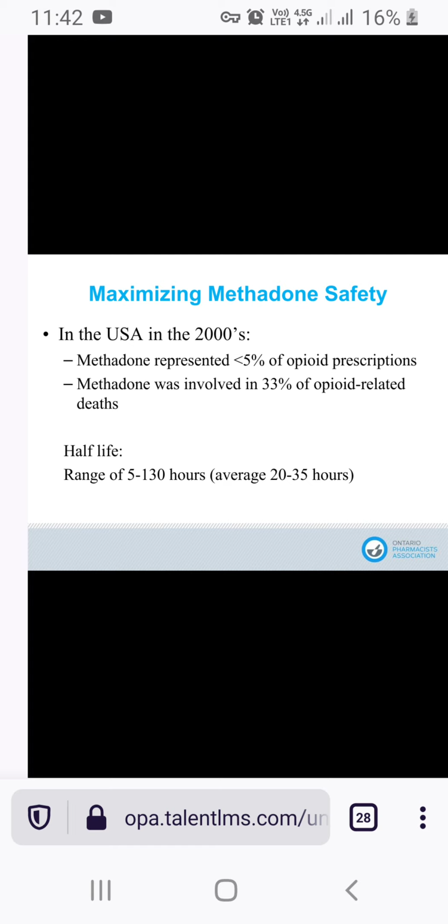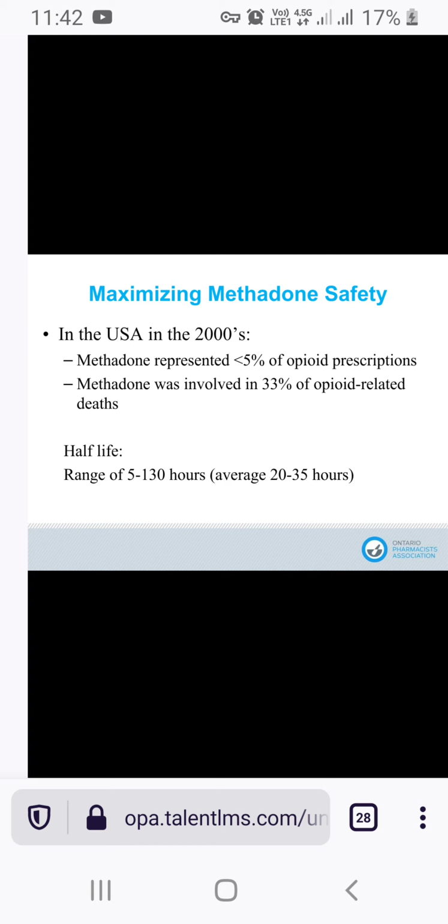One of the things we're concerned about is potential safety and maximizing methadone safety. So in the US in the 2000s, there are some interesting statistics that came out. Methadone represented less than 5% of opiate prescriptions, but it was involved in about a third of opiate-related deaths. Now, you could say, well, the population who needs methadone might have a higher chance of having an overdose because they might be more impulsive or unpredictable. But we do need to show some caution, because there are some specific things about how methadone works in the body that make it a problem and potentially dangerous.